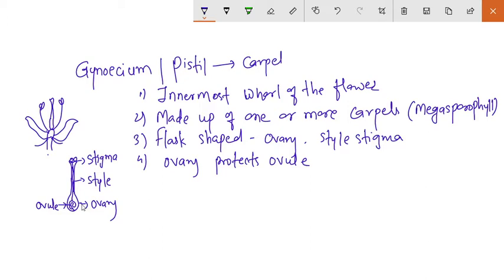The style may arise from the top of the ovary. Such types of styles are known as terminal.